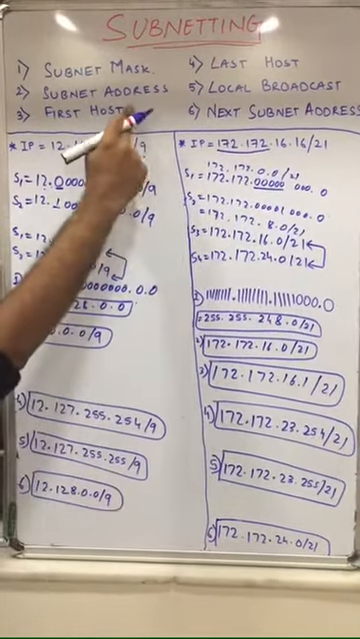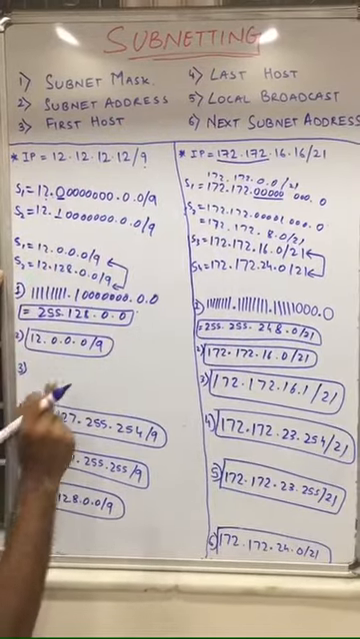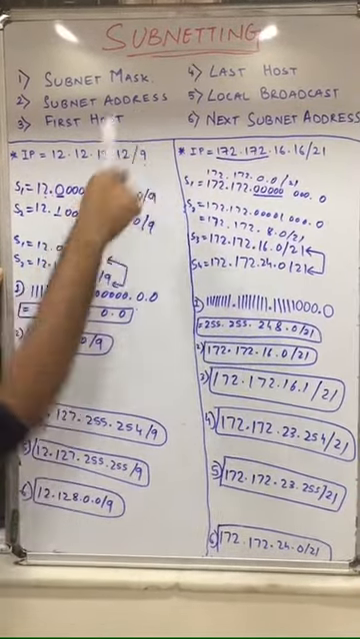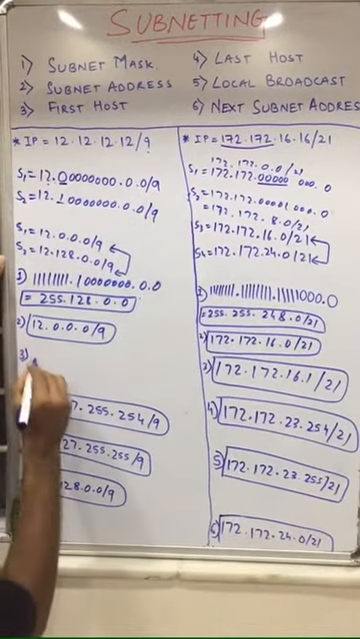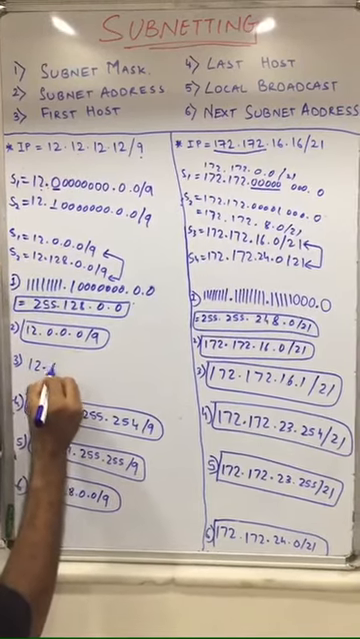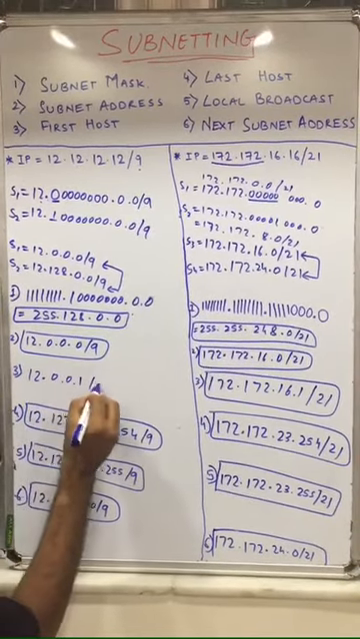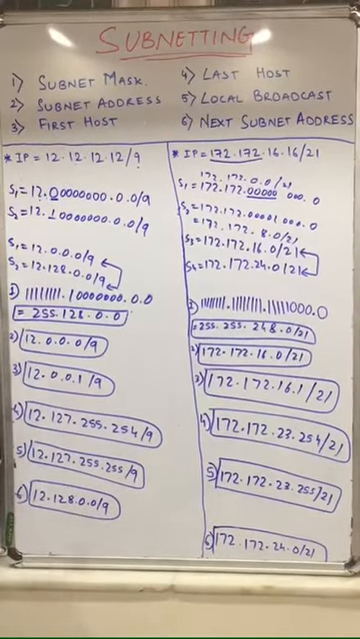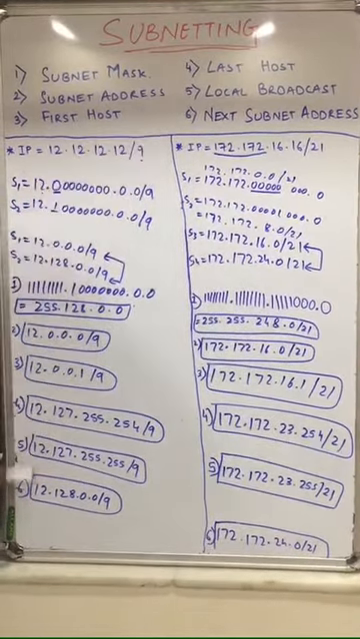Now 3 is the first host. If you add 1 to the subnet address, you will directly get the first host. Our subnet address is this, so add 1 to it, 12.0.0.1/9. These are the 6 terms we were asked to find out.